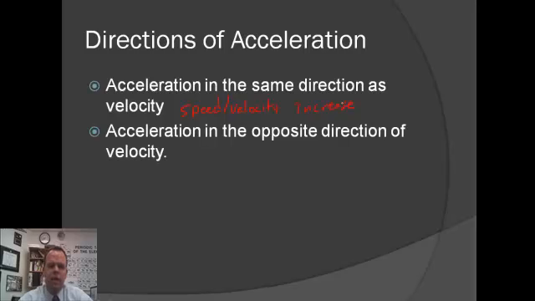Same concept here. If the acceleration and velocity are in the same direction, both positive or both negative, the speed or velocity will increase. If the acceleration is in the opposite direction as the velocity, here's a case where the speed or velocity will decrease. So think about if you wanted to stop someone. If they were coming towards you and you wanted to stop them, you'd push them in the opposite direction they're moving. You'd cause an acceleration in the opposite direction, which would cause them to slow down. So whenever you have an acceleration in the opposite direction of motion, the speed or velocity decreases.